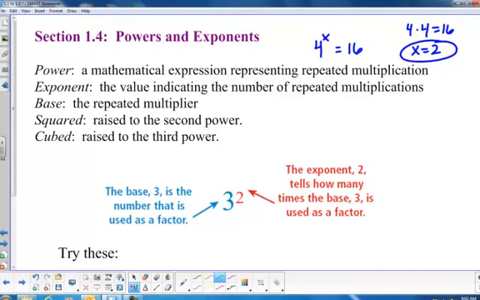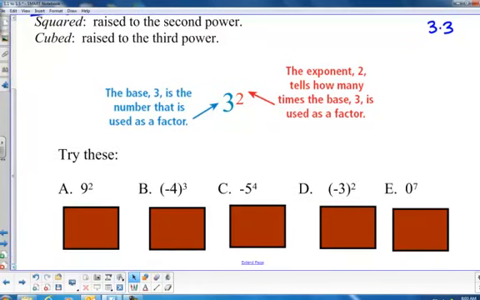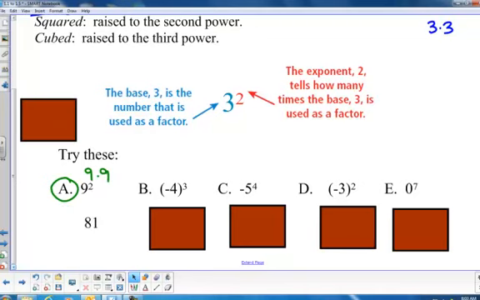So the exponent is the number up here in the air. That's your exponent. The base is the base number. 3 squared means 3 times 3, so that's the number that repeats. Squared means it's raised to the second power. Cubed means it's raised to the third power. So go ahead and try letter A. Hit pause. 9 times 9 is 81. Go ahead and try letter B.